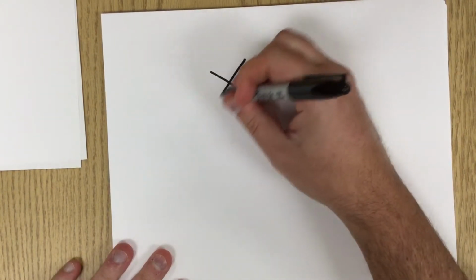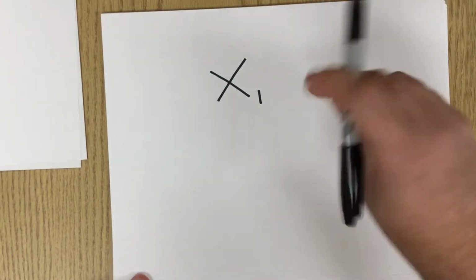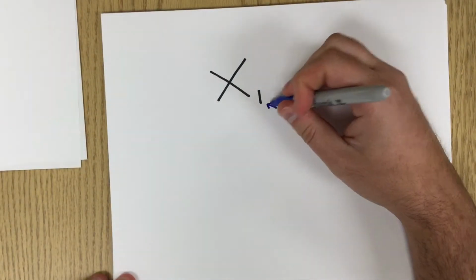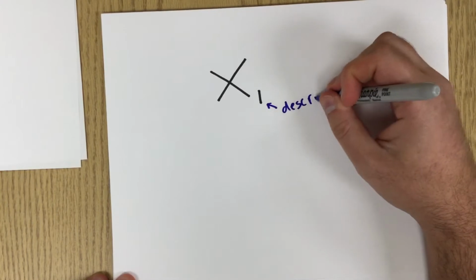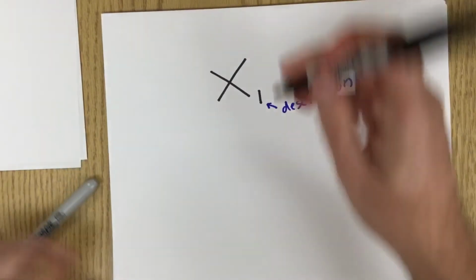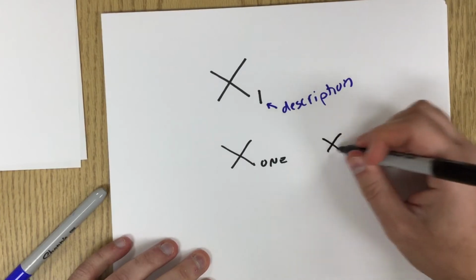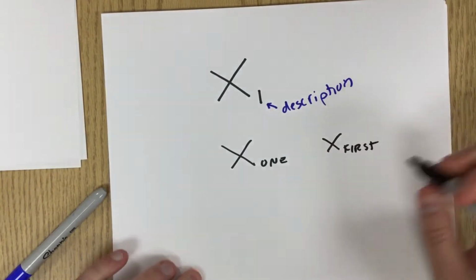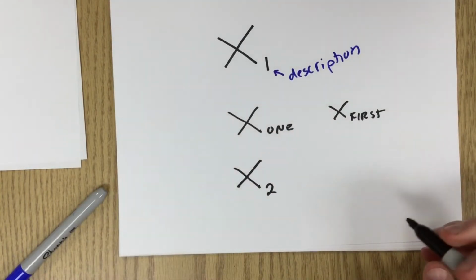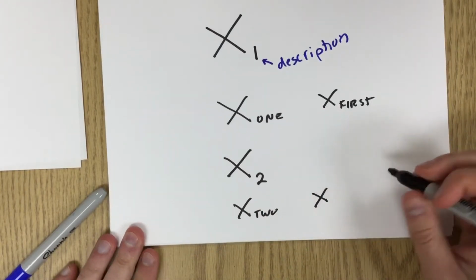If I say I'm going to have a notation x1, what that means is that this 1 over here is called a subscript. And a subscript is just a description. So for example, what I could have said was x1 or x the first. And I could also have x2, and that could be written as x2 or maybe x the second.